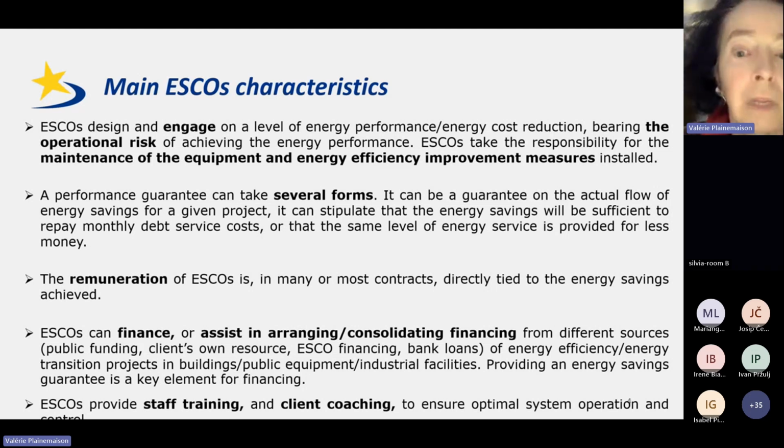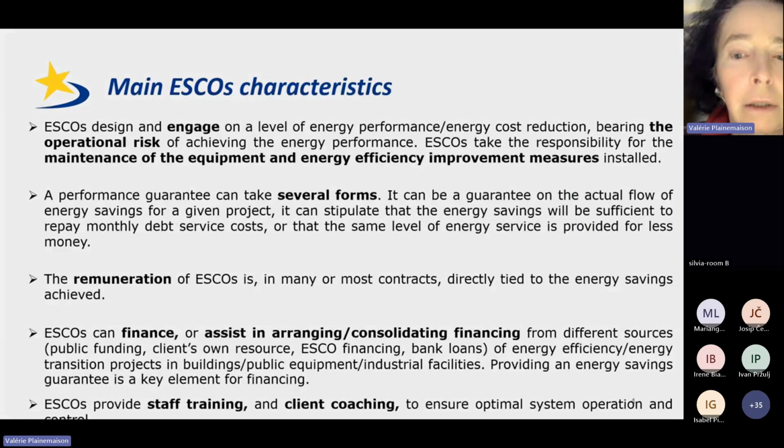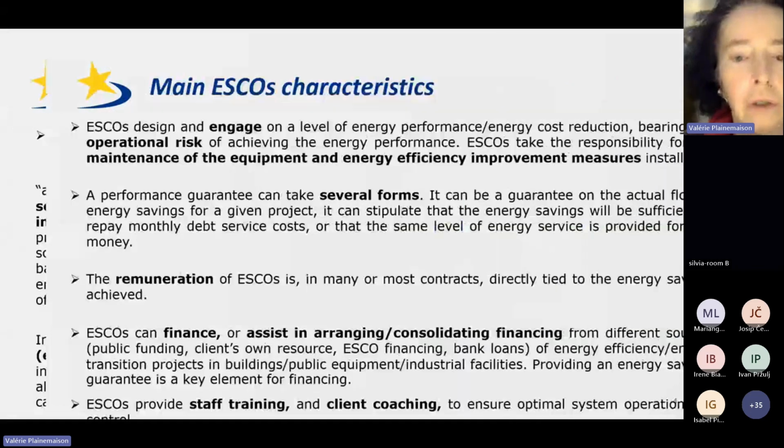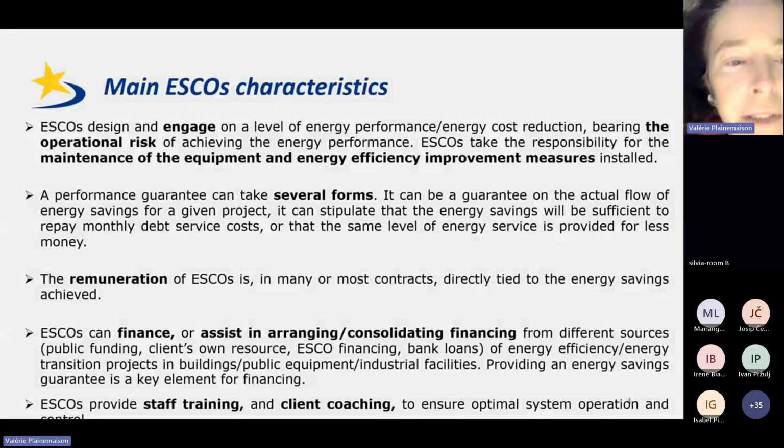So, and of course the energy savings guarantee is a key element for financing, for giving trust to the banks or to the other financing partners. ESCOs also provide staff training if they work with their own staff, but of course as well if they work with the client's staff.